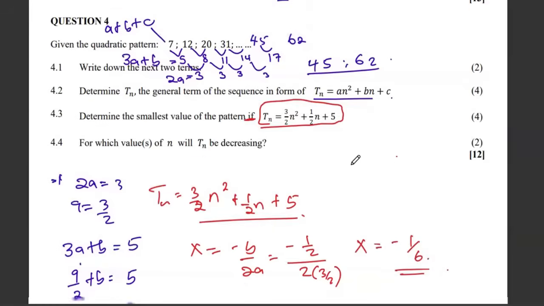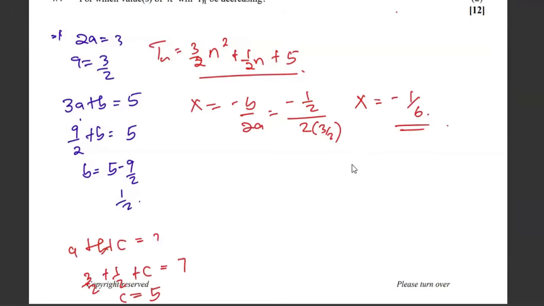Then let's do the substitution into the general term and see that 3 over 2 times negative 1 over 6 squared, plus 1 over 2 times negative 1 over 6 plus 5.